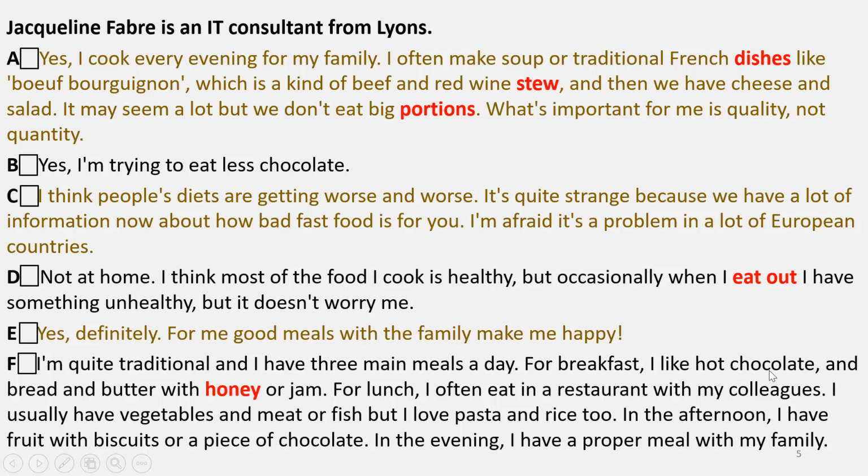For breakfast, I like hot chocolate and bread and butter with honey or jam. For lunch, I often eat in restaurants with my colleagues. I usually have vegetables and meat or fish, but I love pastas and rice too. In the afternoon, I have fruits with biscuits or a piece of chocolate. In the evening, I have a proper meal with my family.